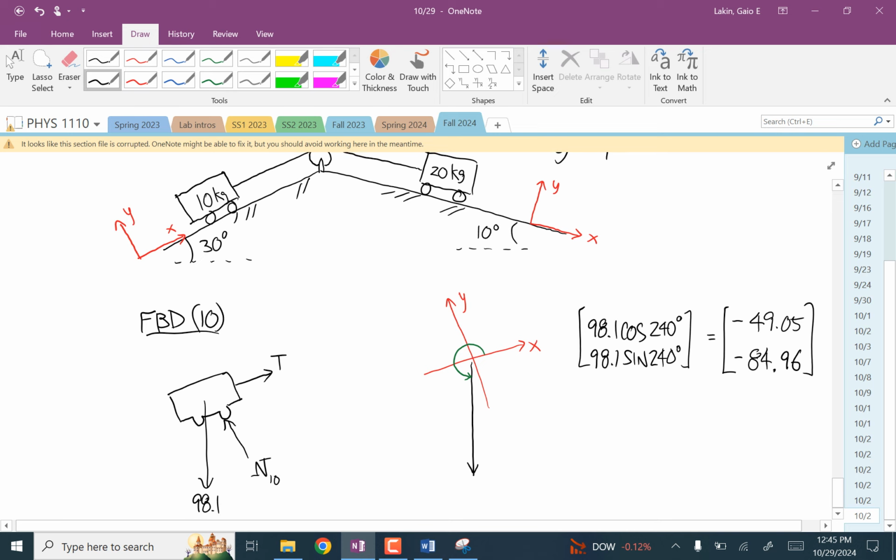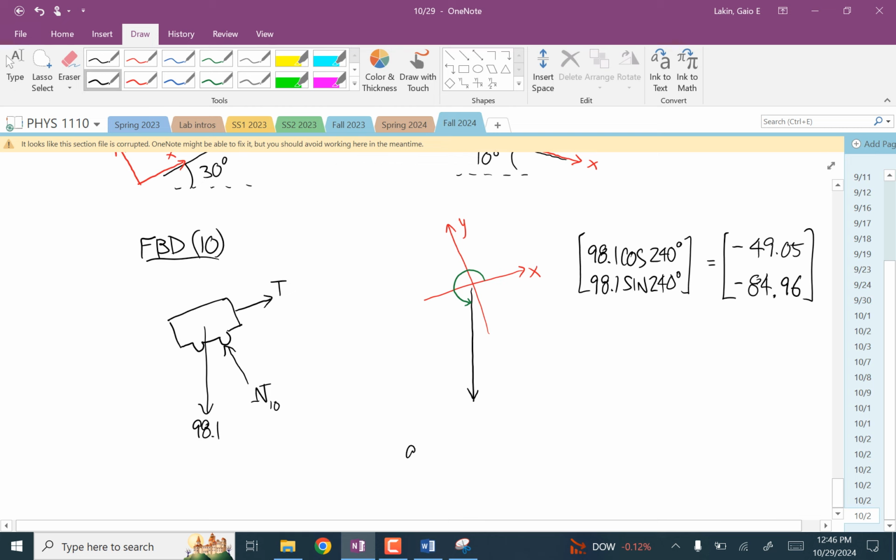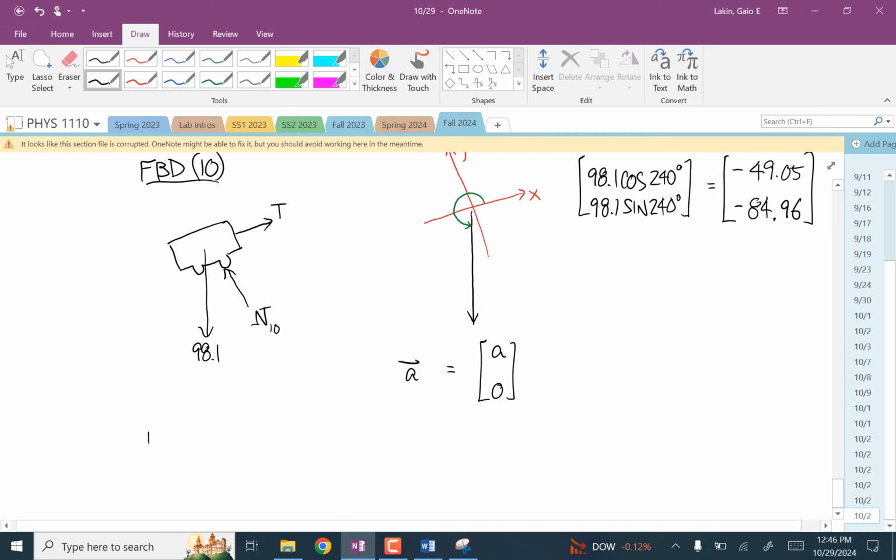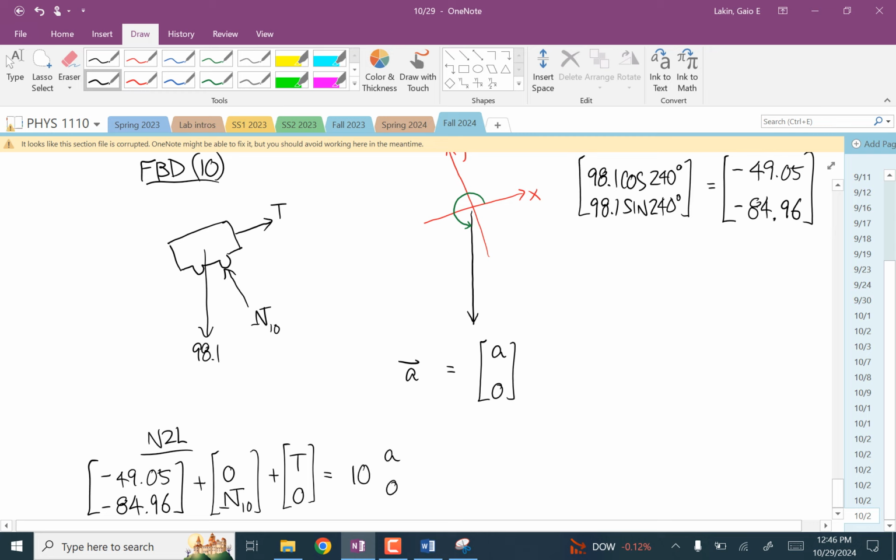And this is the first body. We can see that this is moving along the x-axis. So our acceleration vector is just going to be a, 0. And then Newton's second law says negative 49.05, negative 84.96, plus 0, N10, plus T, 0 is equal to 10 times a, 0.